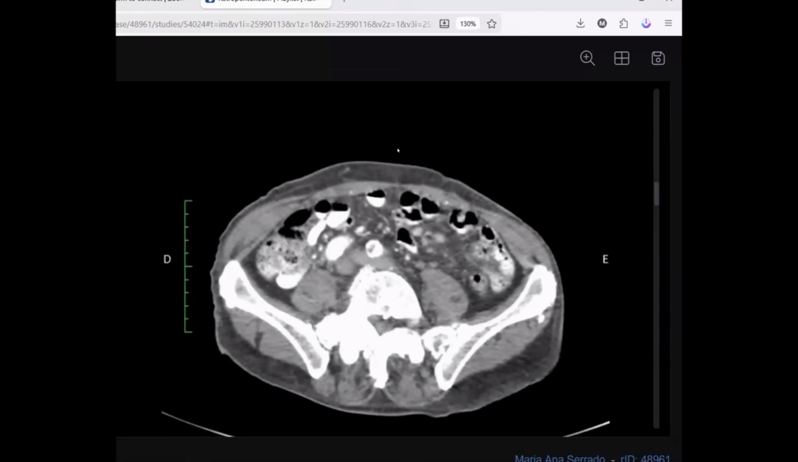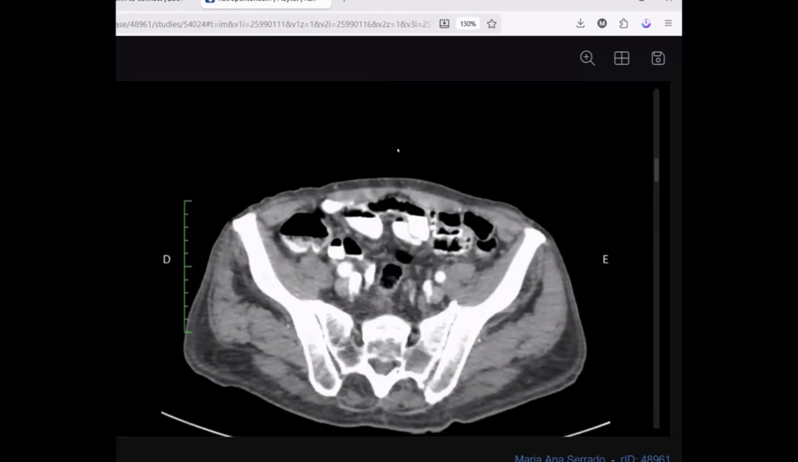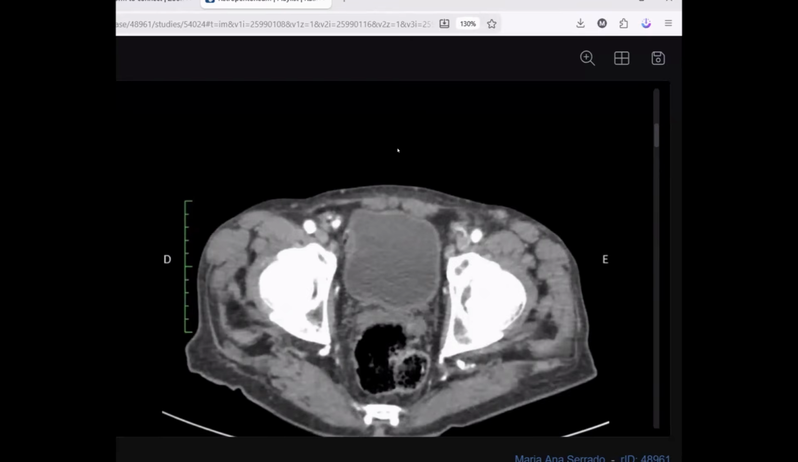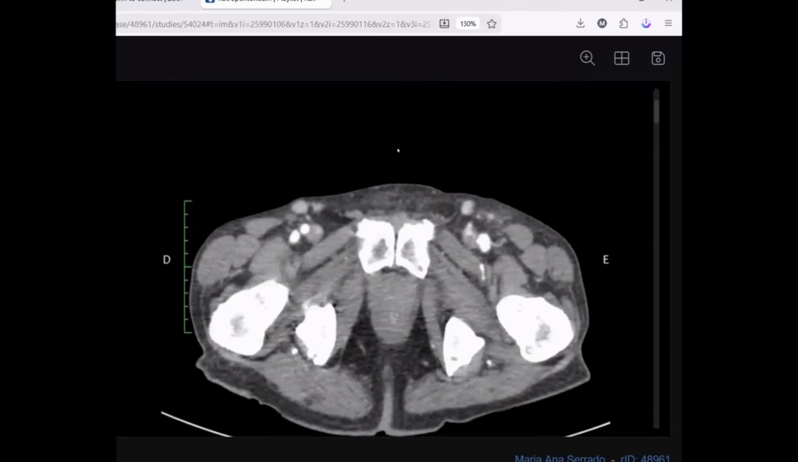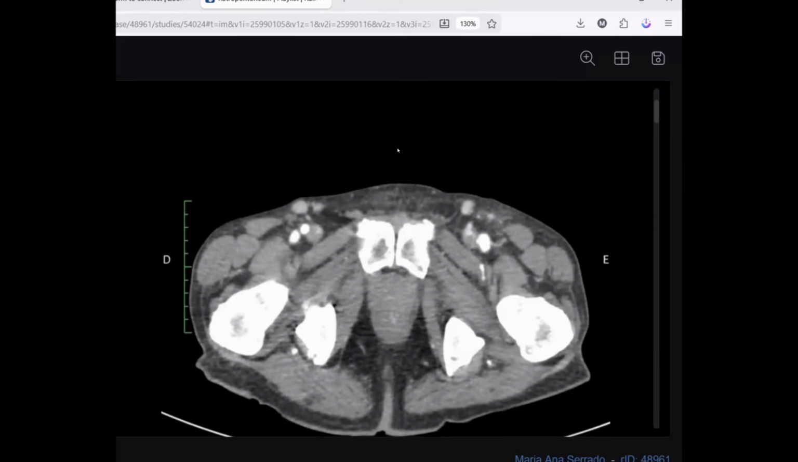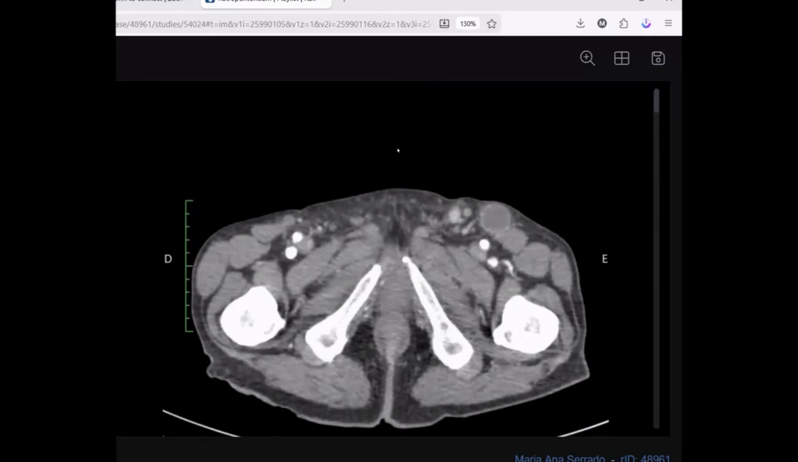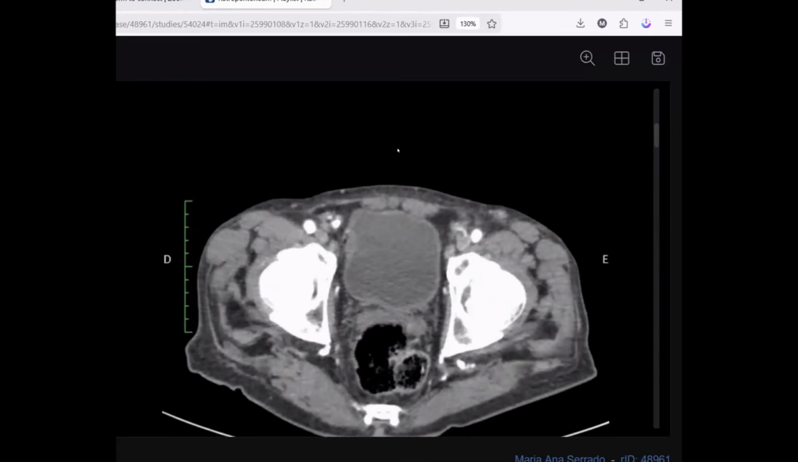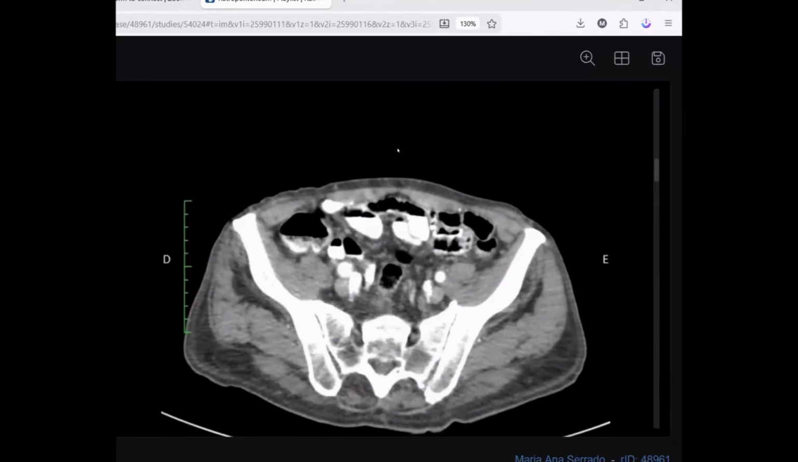Okay. Now I'm going down. A cystic lesion is seen in the left inguinal region or left femoral region. Likely it could be a lymph node.